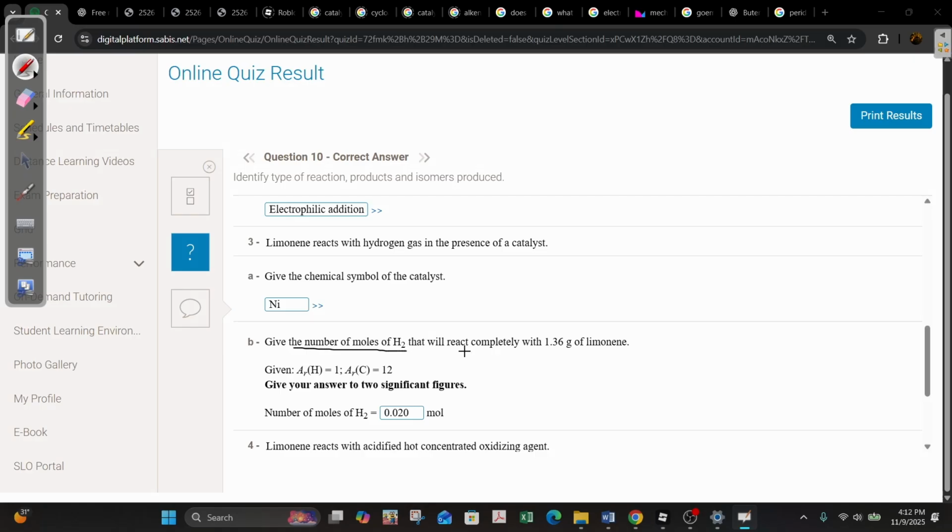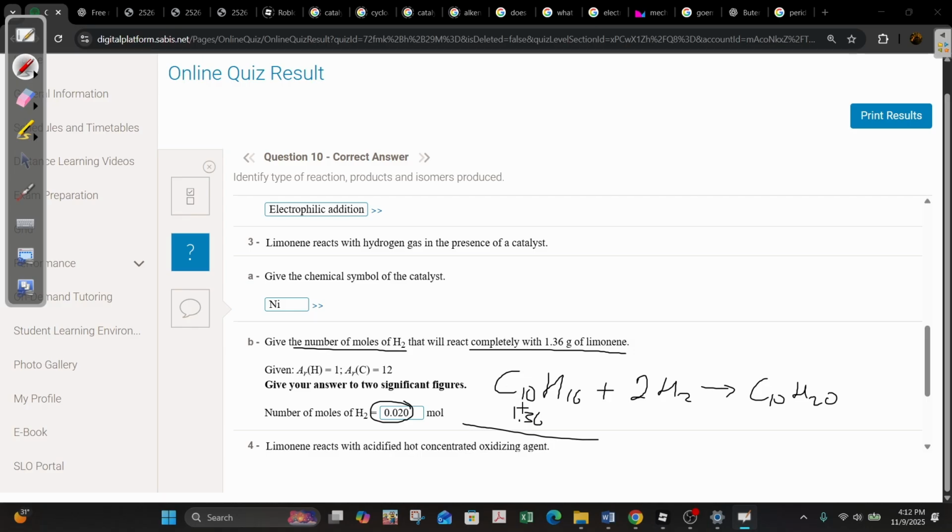Simple now. Give the number of moles of H2 that will react completely with 1.36 grams of limonene. Okay, so for limonene it's C10H16 plus 2 H2 will give us C10H20. It's 2 because you have to balance it out. So they only want the number of moles. How do you find the number of moles? 1.36 grams divided by 12 times 10 plus 16, which is 136. It'll give you 0.01, and then the number of moles is 0.01 times the mole ratio, 2, so it'll be 0.02 moles right here. Easy.